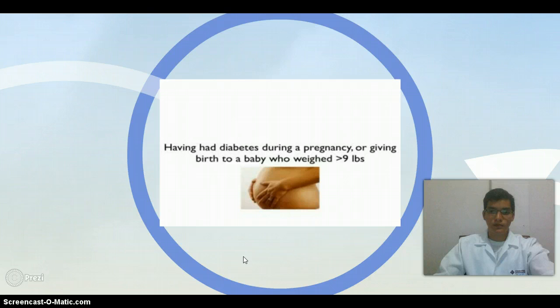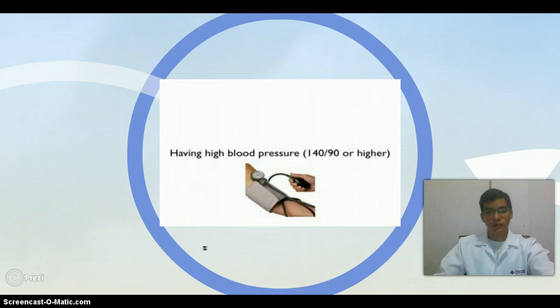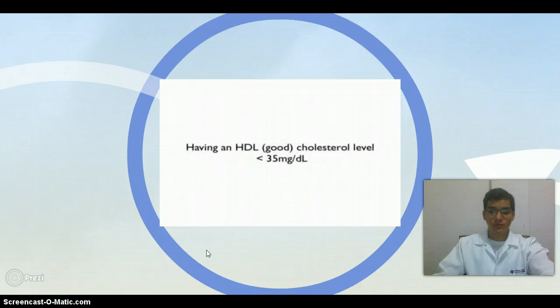And for women, if you've had diabetes during your pregnancy or gave birth to a baby that weighed greater than 9 pounds, you have an increased risk of developing it after the pregnancy or years down the road. Some women who develop diabetes during the pregnancy actually keep it post-pregnancy. Having high blood pressure, which is considered 140/90 or higher, increases your chance.